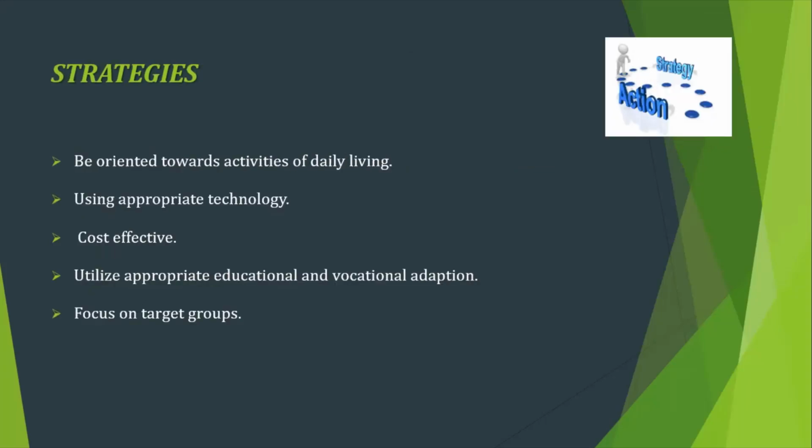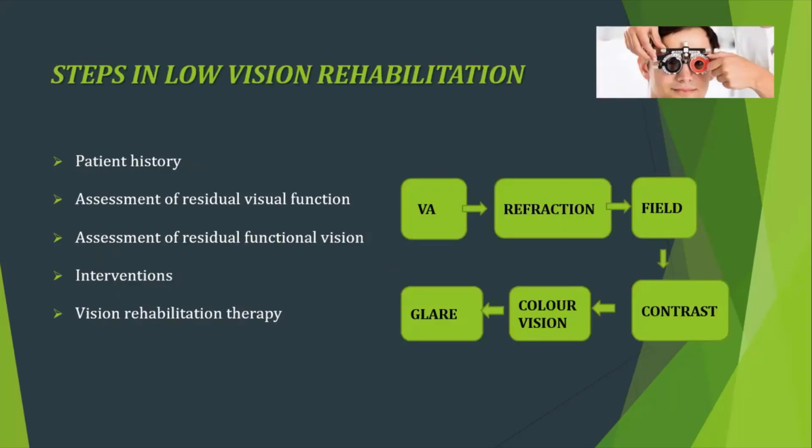The strategies are: it should be oriented towards their daily activity. You should use appropriate technology for the appropriate patient. It should be cost effective, utilize appropriate educational and vocational adaptation, and focus on target groups rather than individuals. The main steps are history, followed by visual assessment, and intervention for their retinal pathology and the devices.